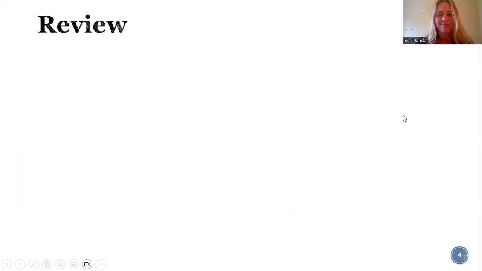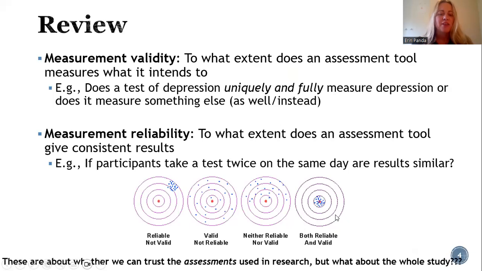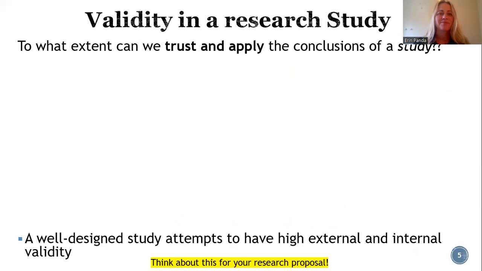So let's get started. In previous weeks, we talked about measurement validity and measurement reliability, which are all about the assessment tools that we use and whether the test actually tests what we think it's testing and whether it does it in a very consistent way. So we'd want something like this situation. So these are about the assessment tools, but what about the whole study?